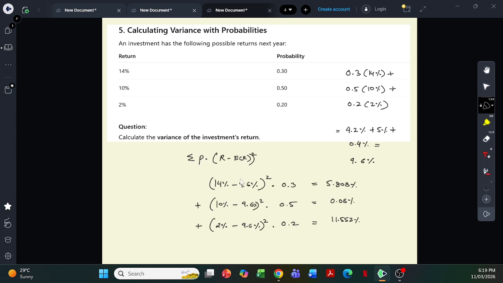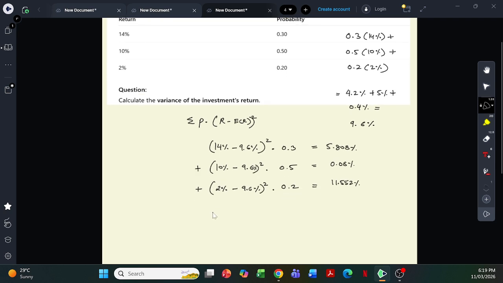Okay, so these are the probabilities multiplied by the difference between the return and the expected return. The last step is just to sum this up. So the variance is going to be the summation of these numbers, which is going to be 5.808 plus 0.08 plus 11.552, which is 17.44.